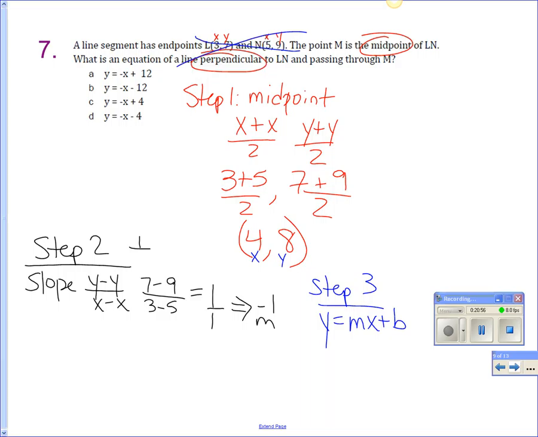Kaylin, so what's going to go in for y? 8. Okay. Julius, what's going in for m? -1. Andrew, what's going in for x?